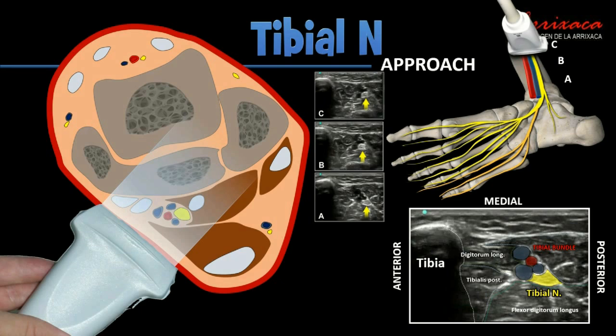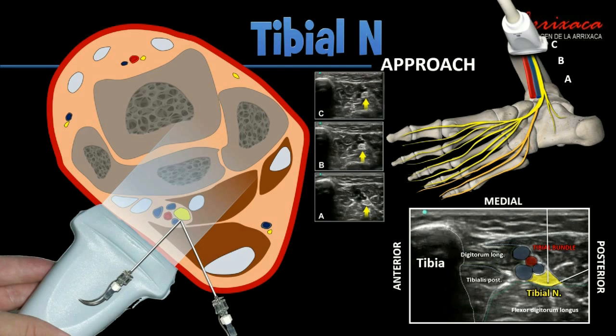This approach can be performed in plane, taking into account that approaching the nerve from the anterior may require crossing the vessels during puncture, which increases the risk of hematoma. We recommend the out-of-plane approach from the side or an in-plane approach from the posterior aspect of the ankle.